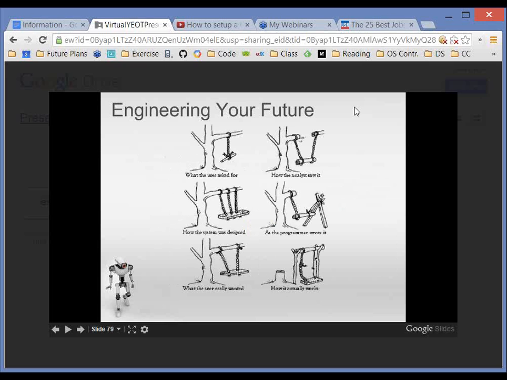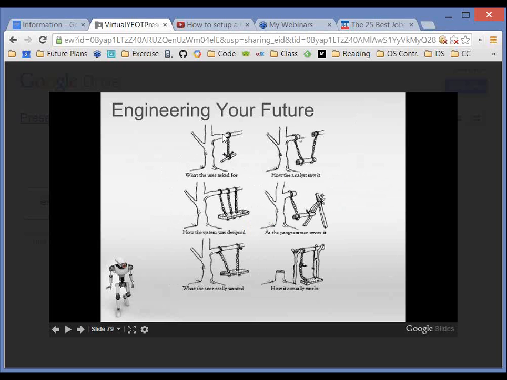So this is trying to make fun of a lot of things. I don't know if you can read. Can you guys read that font that tiny? Anyone? No? Okay, I'll read it for you.